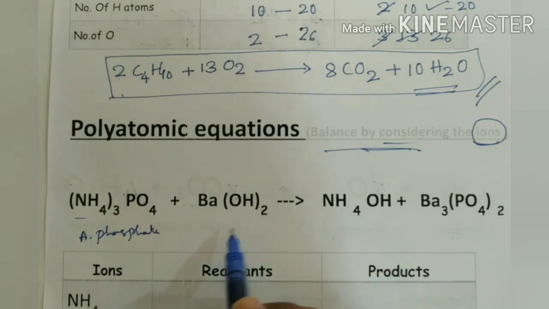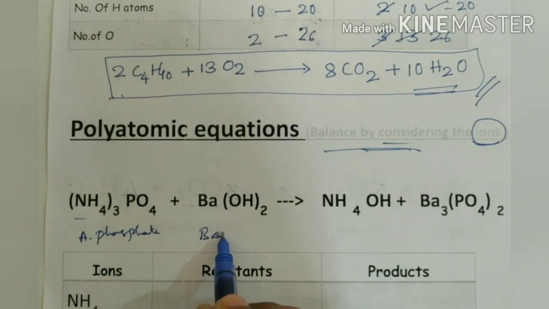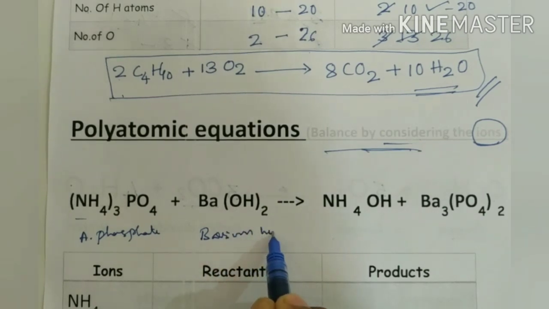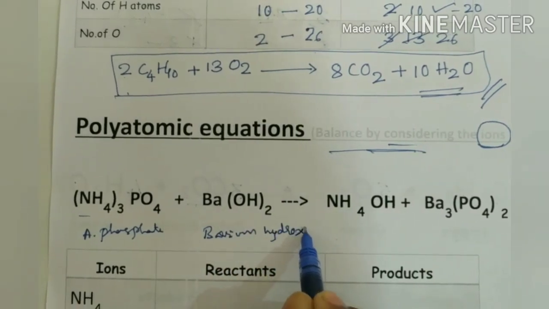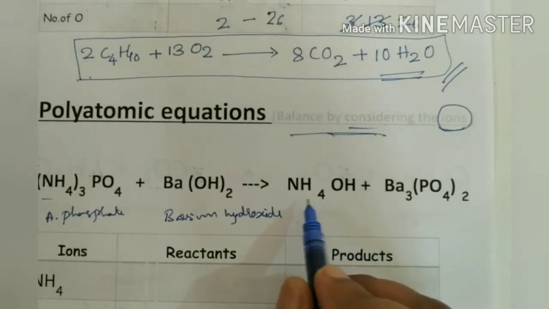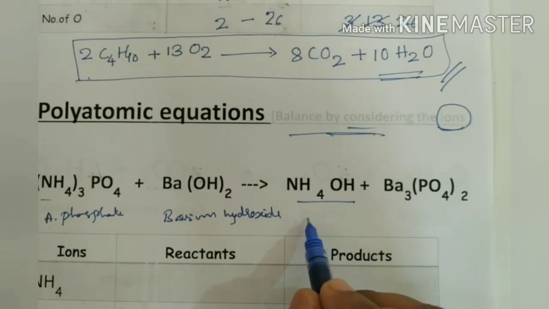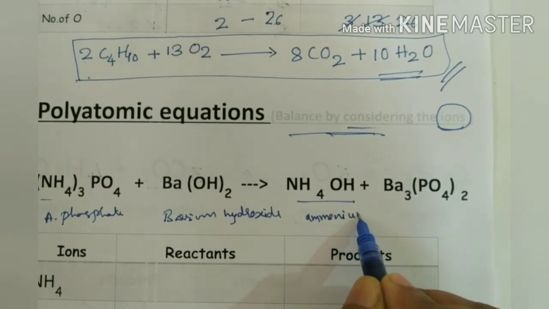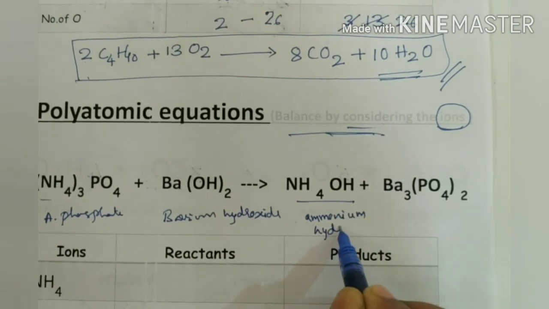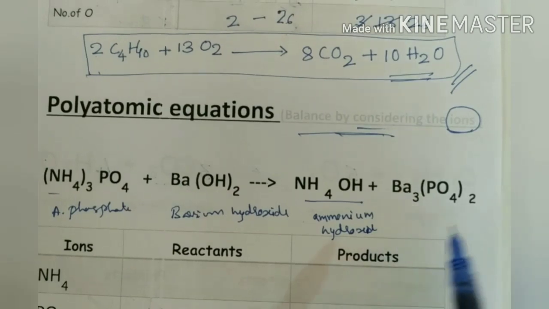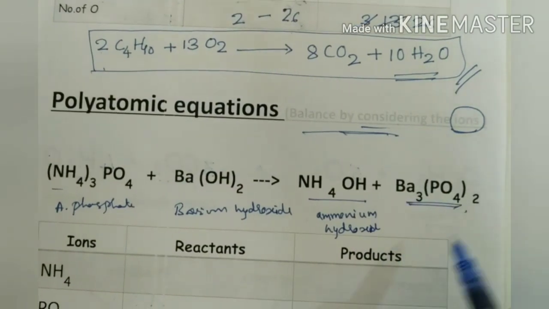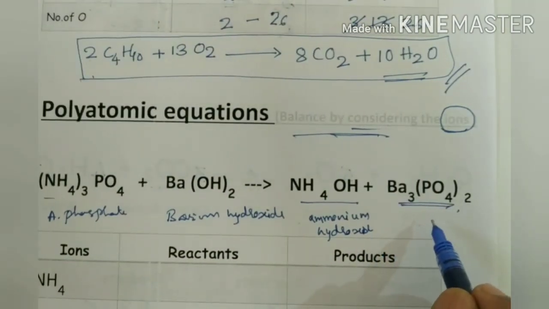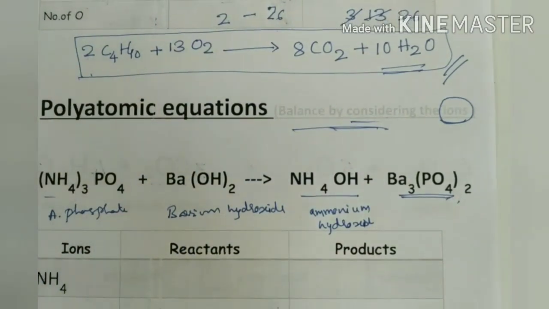Ba(OH)2 means barium hydroxide. And what is the formation? Ammonium hydroxide. It becomes ammonium hydroxide. And what is Ba3(PO4)2? Barium phosphate, right? So this is a chemical equation.